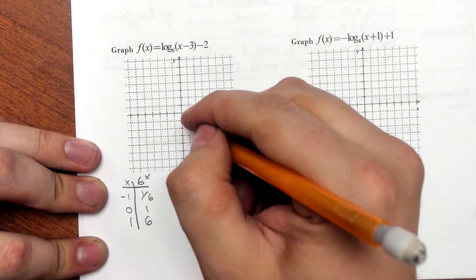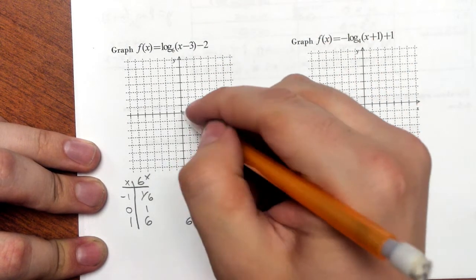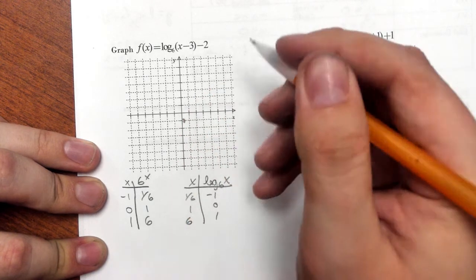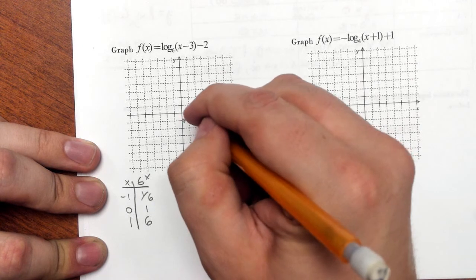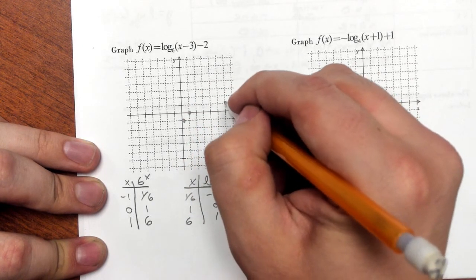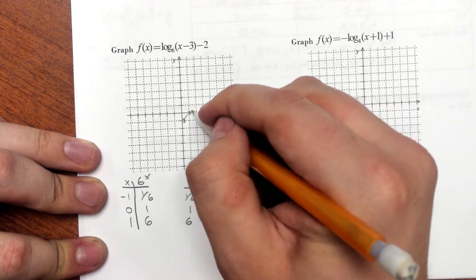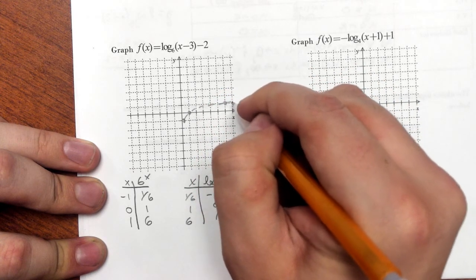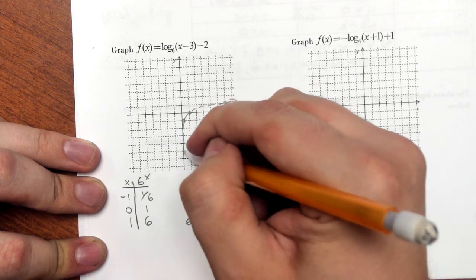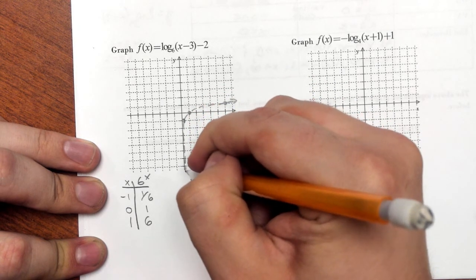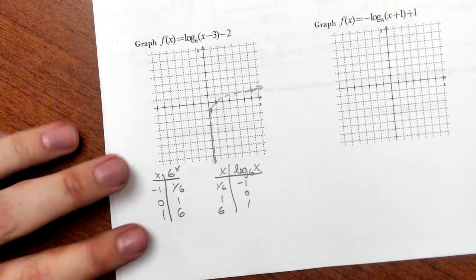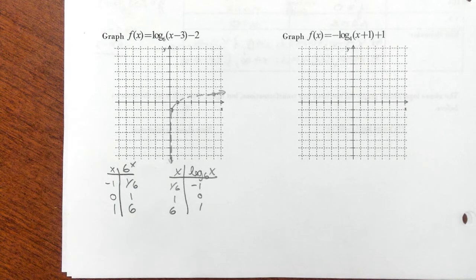So I take these points. 1/6, -1, well, 1/6 is relatively close to 0, from a graphing standpoint anyway. 1, 0 is about here, and 6, 1: 3, 4, 5, 6, 1's right about there. So I get this function, and you notice already at this point it looks very flat. But it's definitely not flat. It's just, again, that logarithmic growth is very, very slow.